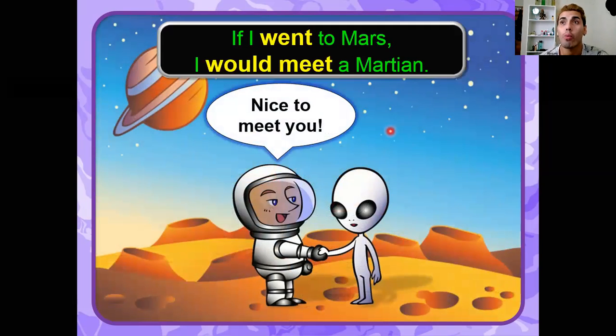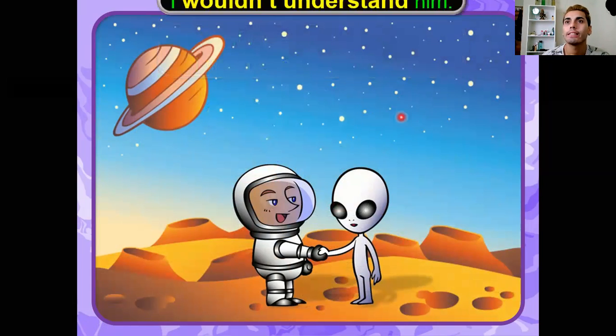Next one. If I went to Mars, I would need a Martian. Interesting example. Simple past, would plus the base form of the verb. And the comma, remember. Whenever you start a sentence with the if clause, you always need a comma in it. All right? Let's see the next one.